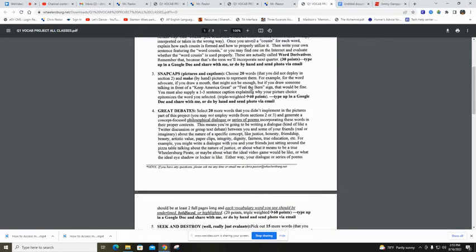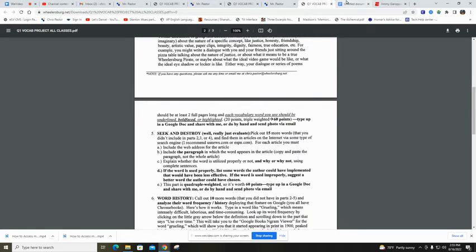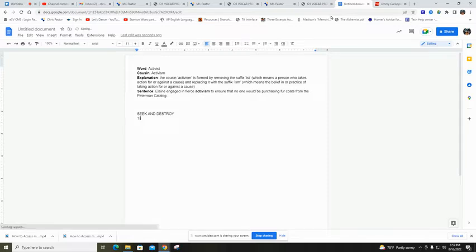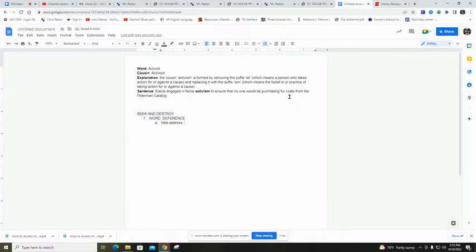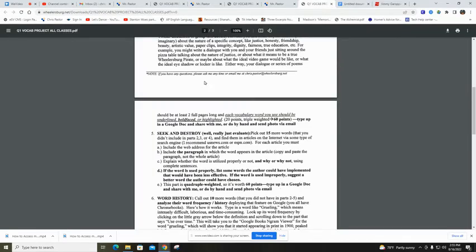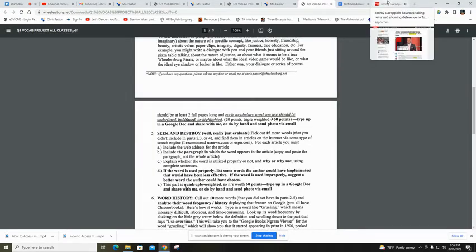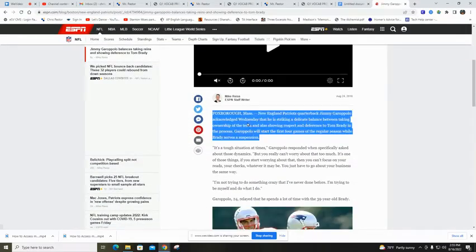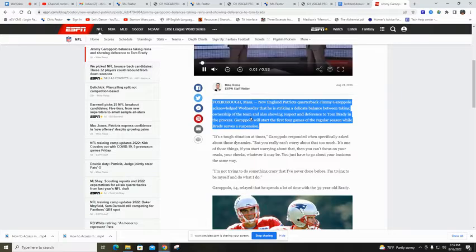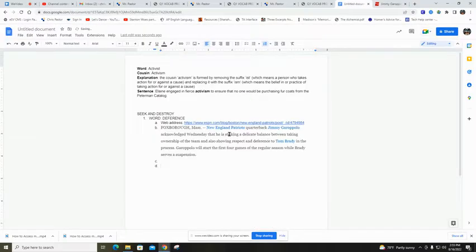Looking at the format for this, the word is, let's say this is number 1, word deference. Web address. Go here, click that, Control C. Go here, Control V. All right, so I've got that. Include the paragraph. Bada bing, bada boom. Okay, highlight it by double clicking on it, hit Control C, Control V.